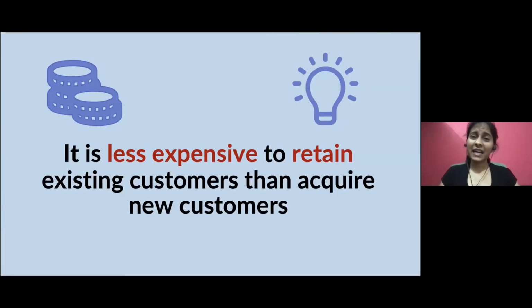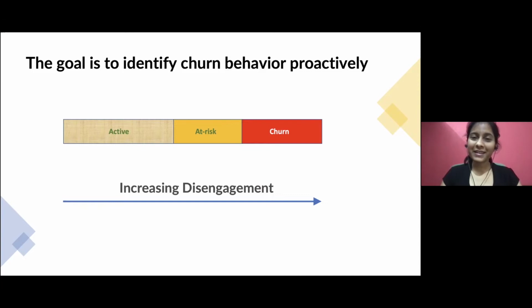So the underlying idea behind all of this is that it's much less expensive to retain the existing customers than to acquire new ones. So the goal here is to proactively identify the customer who is about to churn. What I mean by that is the customer who has been active on your system for a very long time has now slowly started to disengage with the product and might eventually stop using it altogether. So the tool that we have built helps us identify these customers who are at risk of churning.